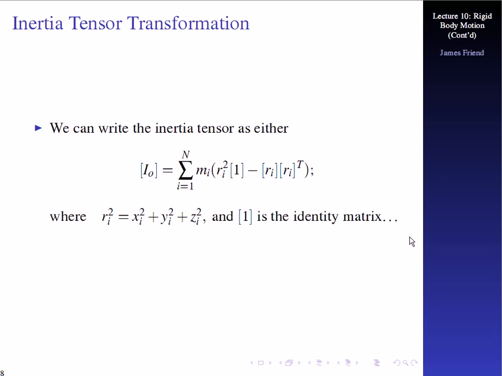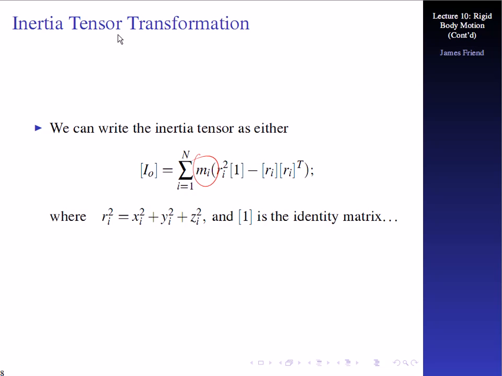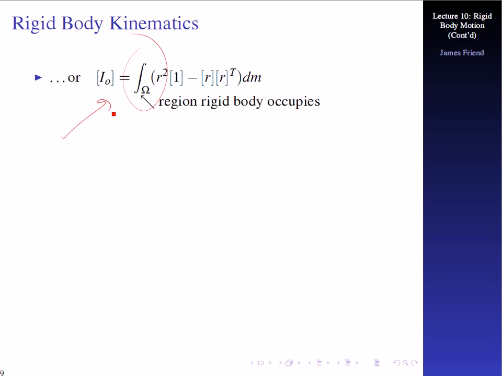We can write the inertia tensor as either this, where we have discrete masses joined together rigidly, as we talked about before, or we could write it in an integral form. It's up to you which form we use, either this form or this form. For a continuous system, of course, only really this one makes sense.